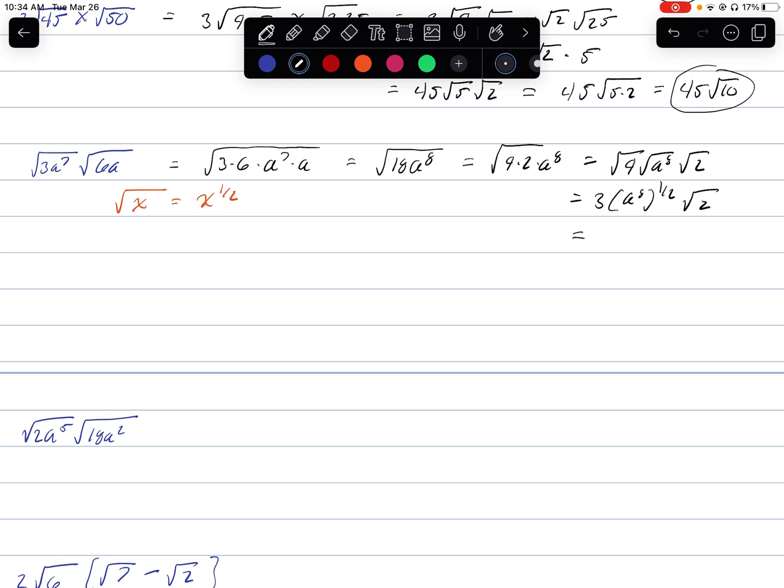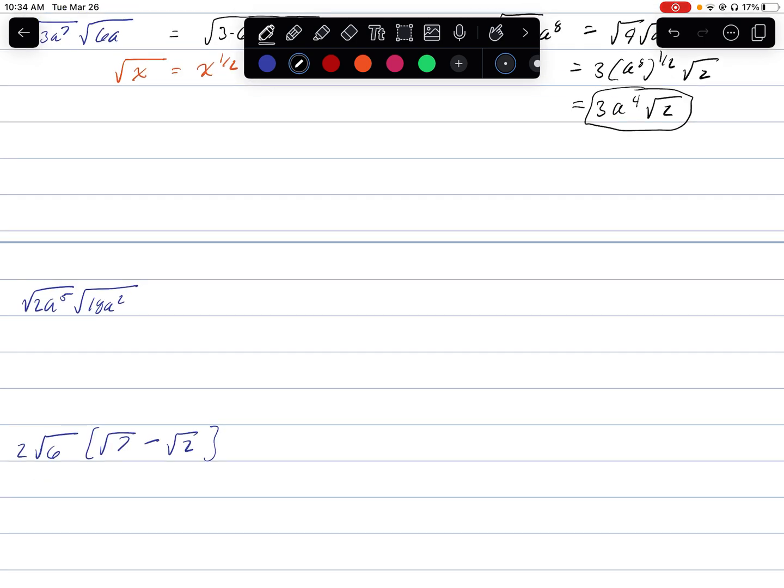Okay, so remember, if you take an exponent to another exponent, here we have a to the 8th raised to the 1/2, you just multiply them together. And 8 times 1/2 is just 4, so this becomes a to the 4th, and then we have that times the square root of 2. And that's about as simple as you're probably going to get this one.